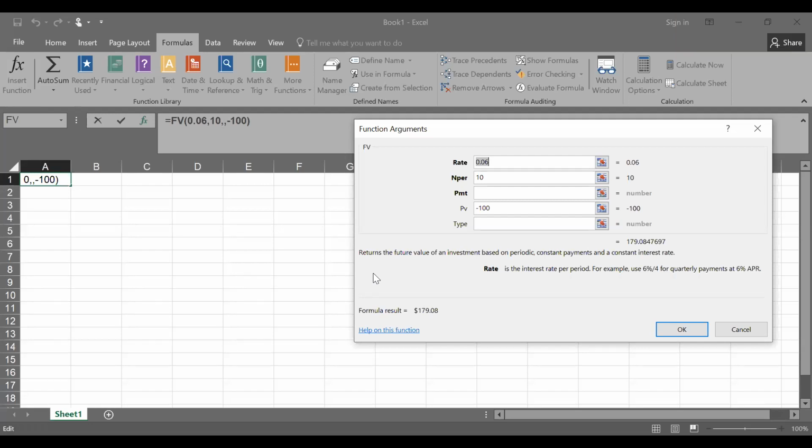Sir, are we finding FV on the Excel? So you open it, go to formulas, then financial. You press the formulas tab, then you go into the financial group, and then you scroll down to FV. Okay, thanks.